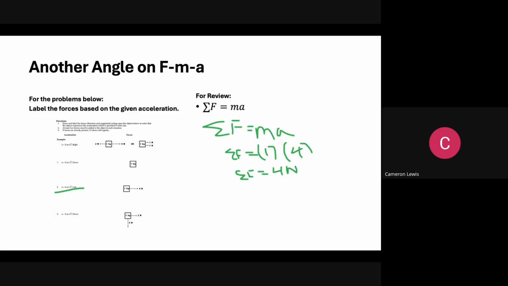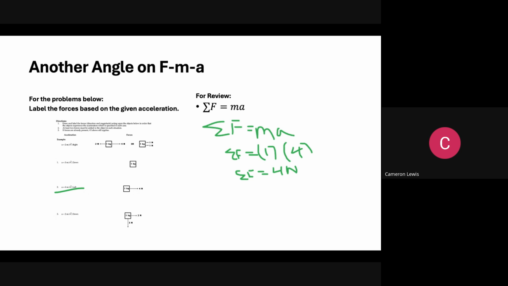If the acceleration is going to the left, which direction is the sum of the forces going to go? Right. Down. Hold on, slow down. If the acceleration is in the direction of left, where will the force go? To the left. Yes.